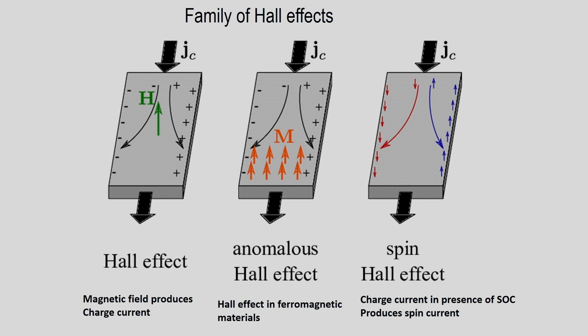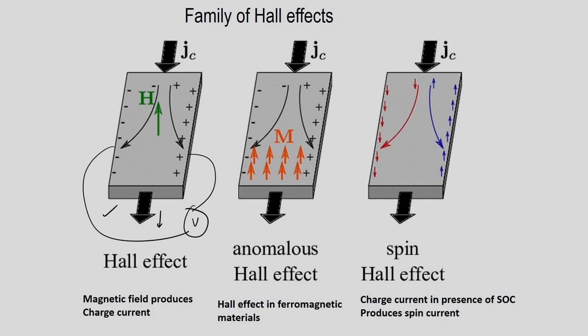So this is basically a cartoon of the family of Hall effects that are being talked about in various forms in this course. This is the usual Hall effect on your left. There's a current that's being sent in this direction, shown here, and there's a magnetic field which is perpendicular to the plane of this sample. The positive and the negative charges separate, giving rise to a Hall voltage. So if you connect a voltmeter here, it will show you a voltage because of the migration of the charges and so on.